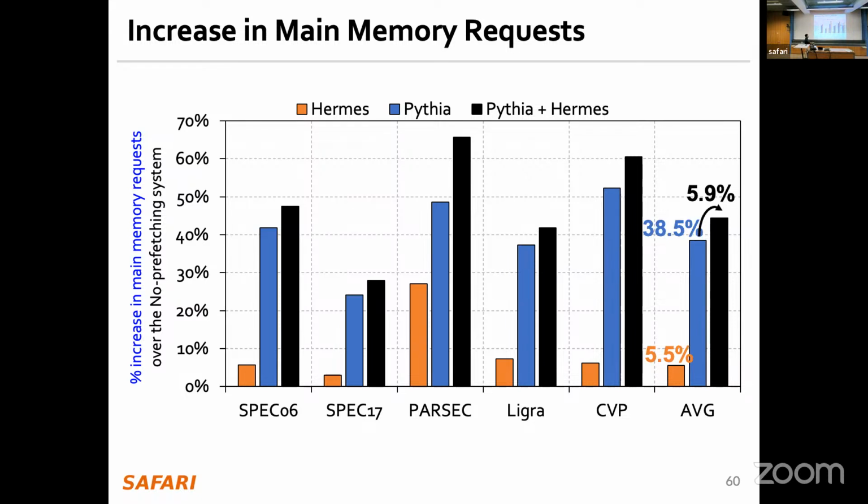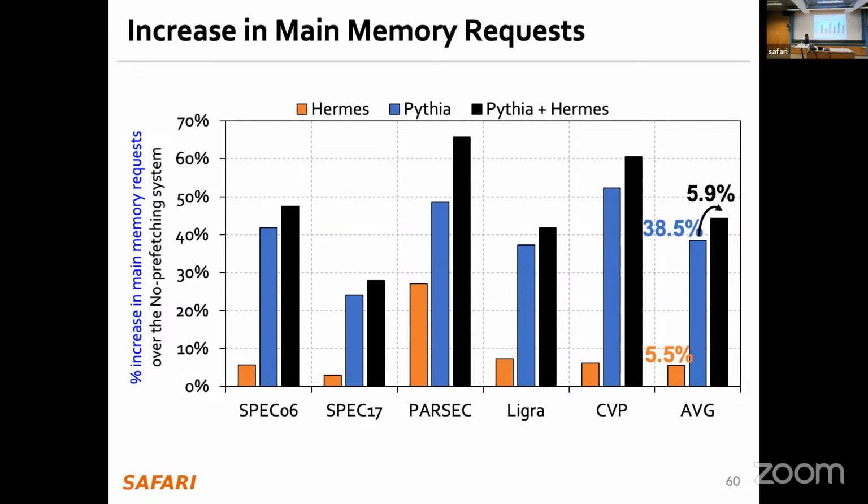That essentially means that Pythia provides a performance benefit, but it also increases your main memory transfers because it's a prefetcher, right? It has its own accuracy. Not all the cache lines that it predicts will be accessed by the processor are actually accessed by the processor. So that's what is getting incremented here. But if you add Hermes on top of Pythia, that increases the DRAM transfers by only 5.9%.